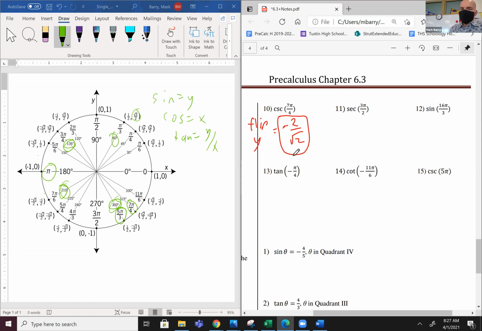Okay, secant of 3 pi over 2. So 3 pi over 2 is down here on the very bottom of the unit circle. So we have 0, -1. Now, I told you that secant, you flip x, correct? But that's only if x is a fraction. In this case, x is not a fraction. X is just an integer, 0. And so I'm actually going to use the other definition that I wrote there, which is 1 over x. So I would only do that flip x if it's a fraction.